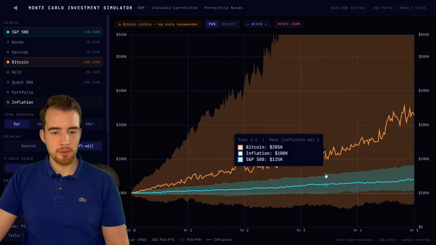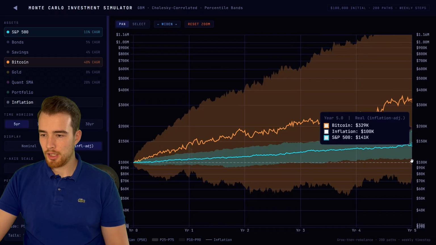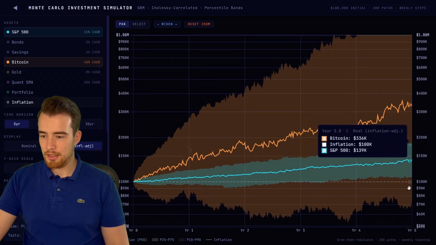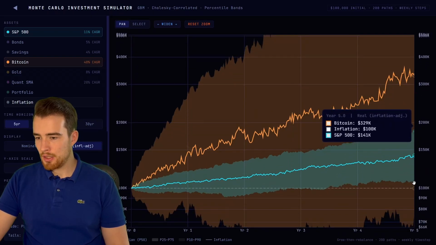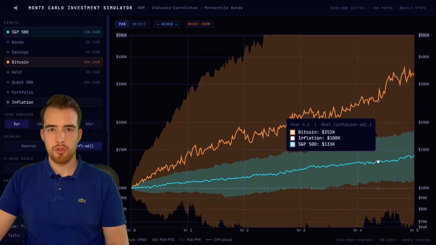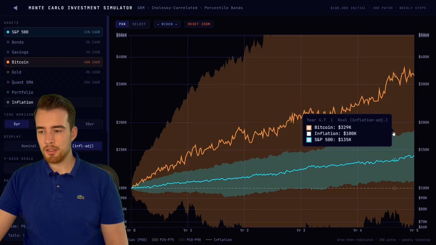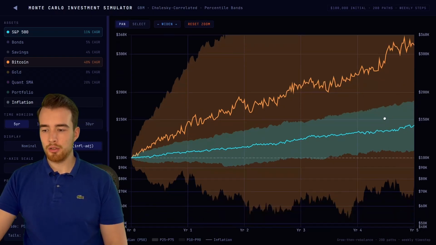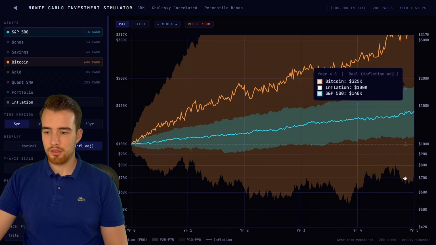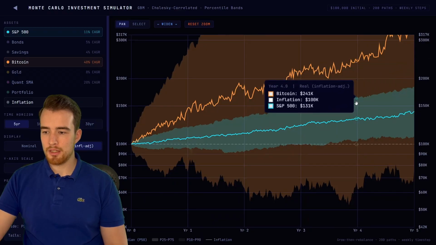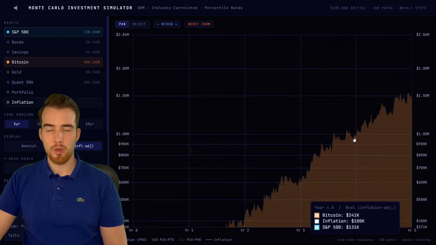For example, I will switch to logarithmic so we can properly look at Bitcoin here at the 5-year end. But the bands of the S&P 500 seem to be just between 100K and 200K. So basically strictly above the initial investment with these simulation paths, however very close together. And then with Bitcoin, the lower band, so to speak, is at 70,000, but the upper band is at 1.5 million.